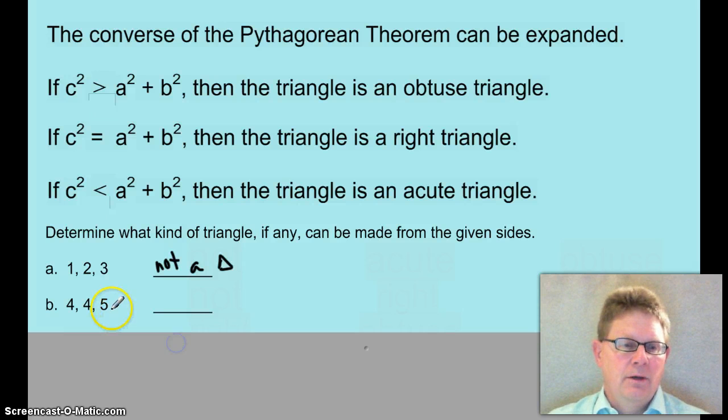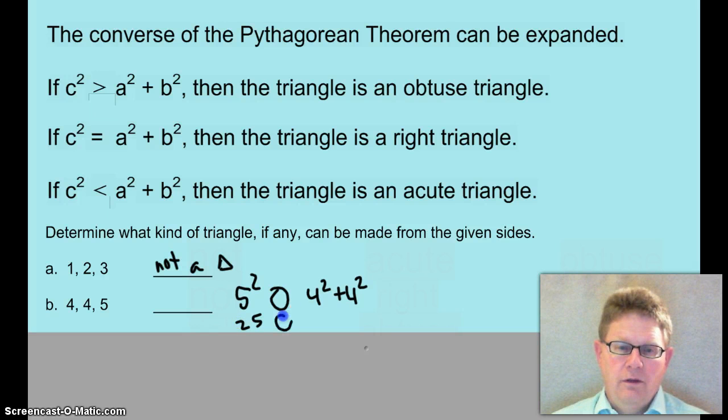Okay, 4, 4, and 5. 4 plus 4 is more than 5, so it is a triangle of some kind. Let's find out what it is. Let's take the biggest side. 5 squared compared with 4 squared plus 4 squared. 25 compared with 32. That's less than. That would be an acute triangle. See what we're doing here?